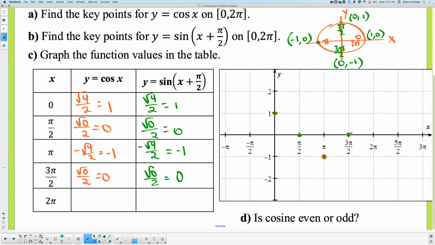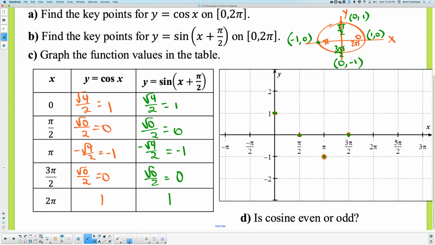Okay. Finally, last point. Cosine of 2 pi over 2. We can just use your unit circle. What is the cosine of 2 pi? Use the unit circle. Cosine of 2 pi is 1. And now, what's the sine of 2 pi plus pi over 2? Well, that's like taking a full circle and then going another pi over 2. What's the sine value there? 1. No, not 0. Sine is what? 1. So that's a 1.